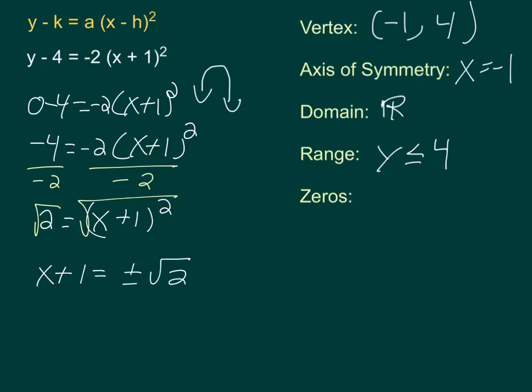root of 2. Now one thing to keep in mind here when I subtract 1 from each side is to put that negative 1 in front of the square root of 2, in front of the plus or minus. So those are my two zeros. I've got negative 1 plus or minus the square root of 2.